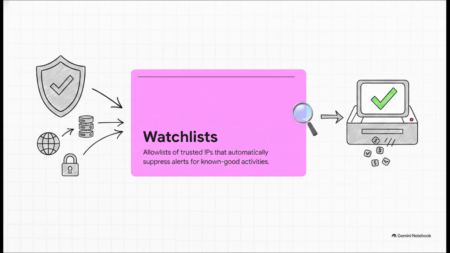They basically let you create allow lists for known good activities, like your trusted IP addresses, authorized service accounts, or approved administrative actions. When a security event matches a trusted entity on that watch list, the alert is automatically suppressed. It's such an elegant way to tell the system, hey, we know this guy, let him do his thing, which instantly, drastically reduces alert fatigue.